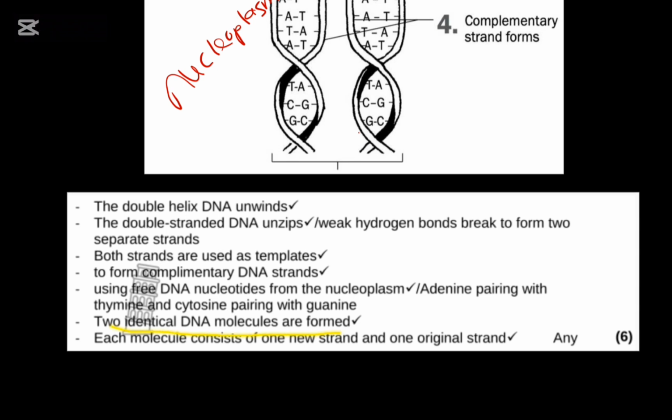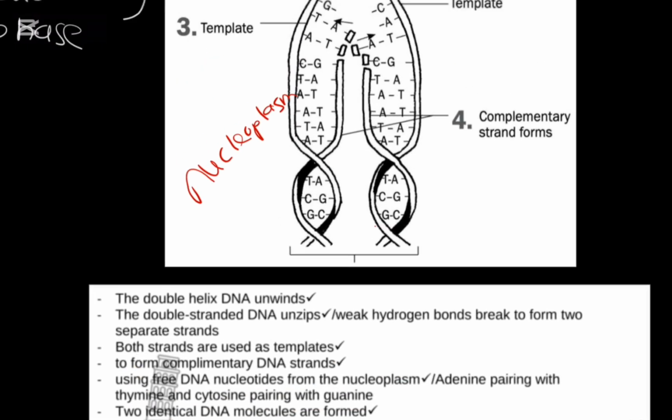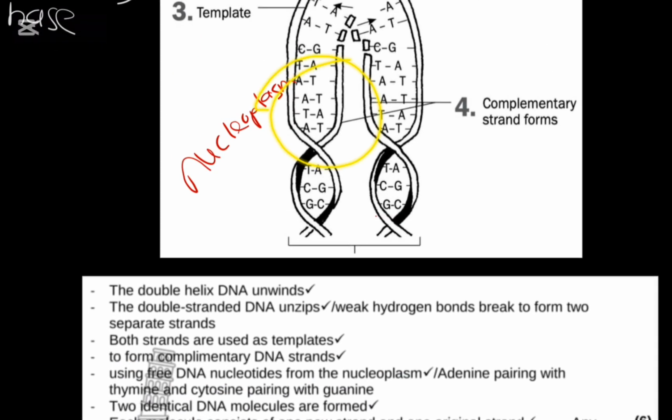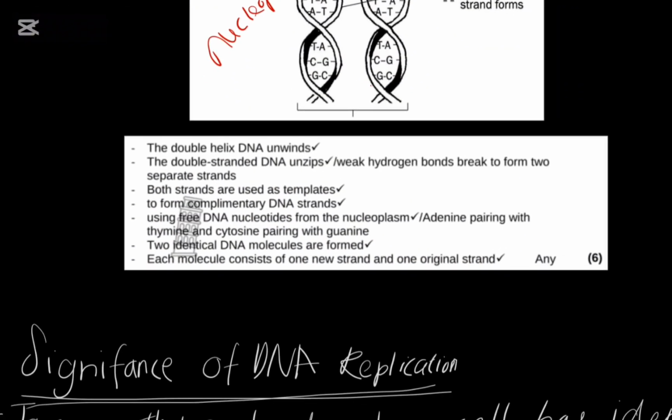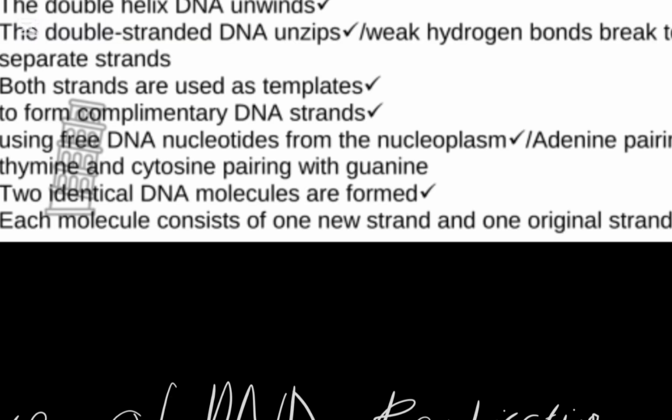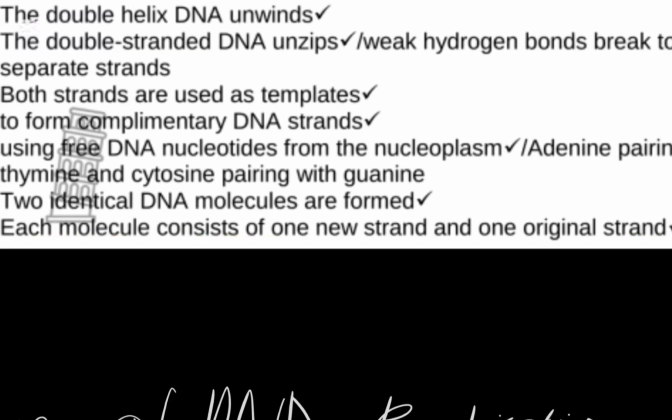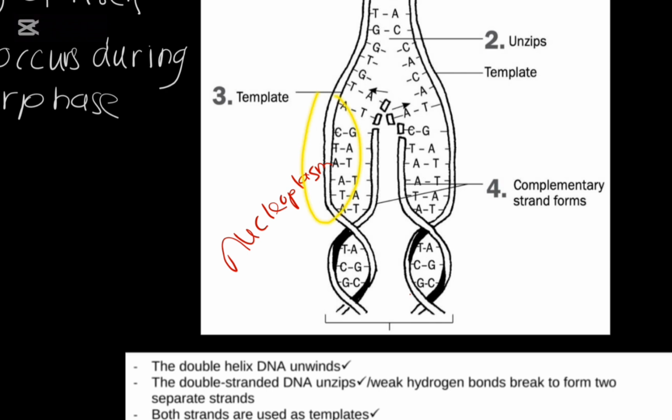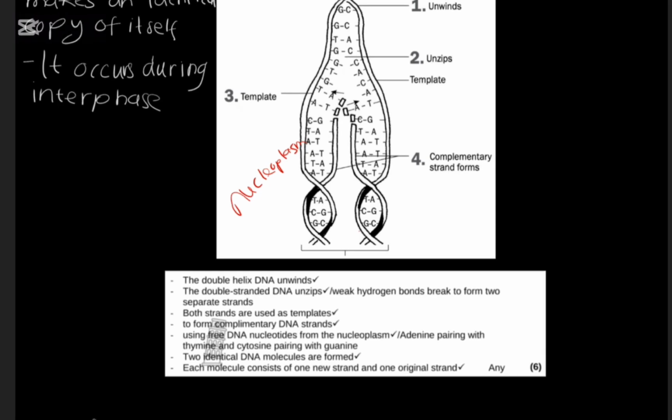Two identical DNA molecules are formed. You see, this is a new DNA molecule, this is a new DNA molecule. They're exactly the same if you notice. You see here T, TA, TA, CG, CG, GC, GC. They're exactly the same. And then lastly, each molecule consists of one new strand and one original strand. You see, this is the original strand. This is a new strand, new strand. That's what that last point means.